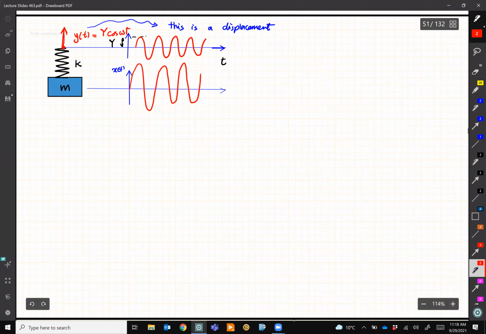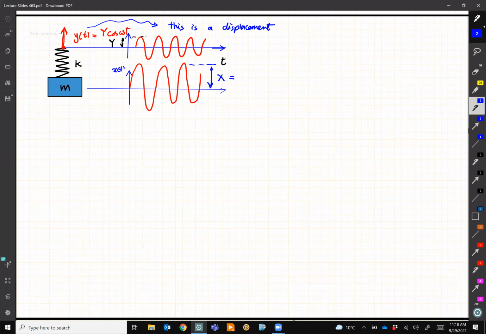But accept it. It's going to have the same frequency as y. So these two have the same frequency. They move up and down together. But different amplitude. The amplitude of this one, we call it x.